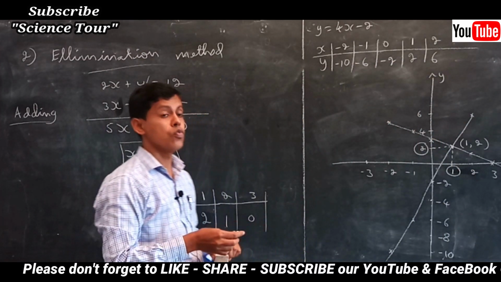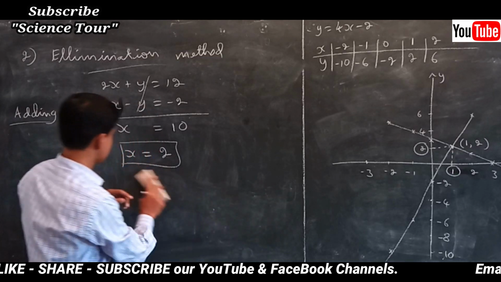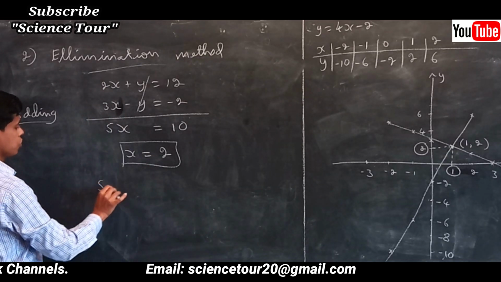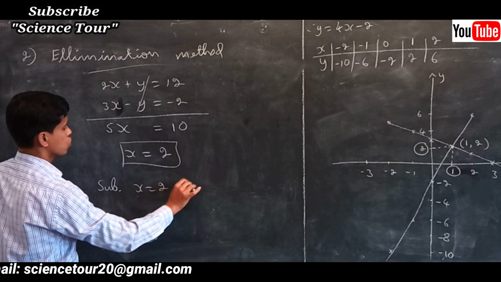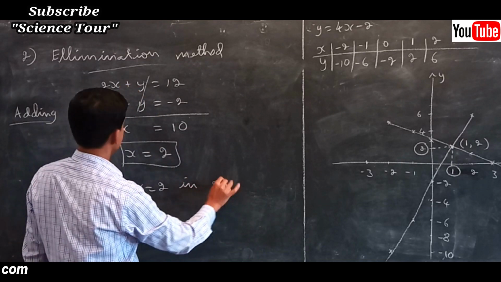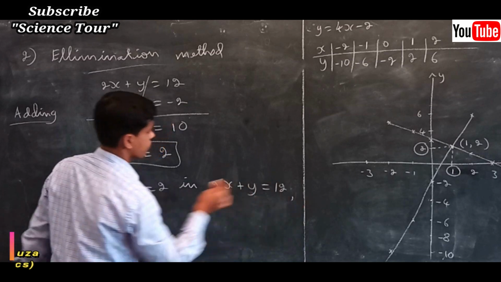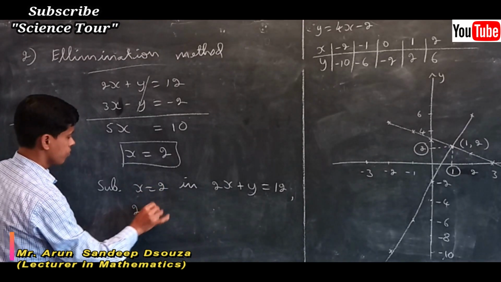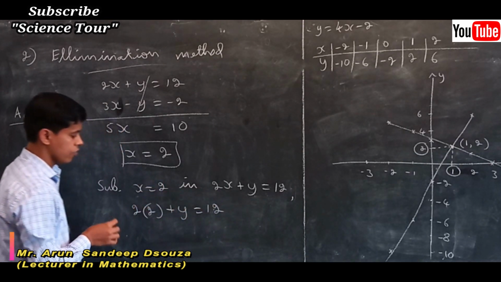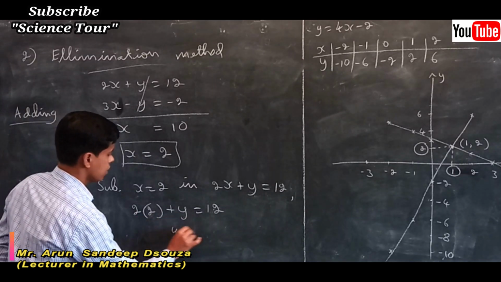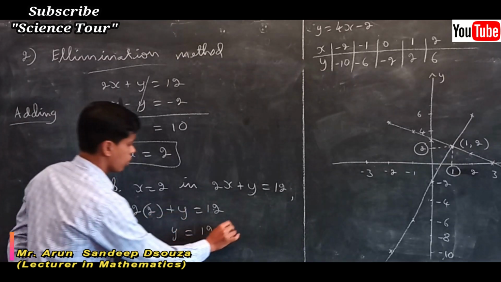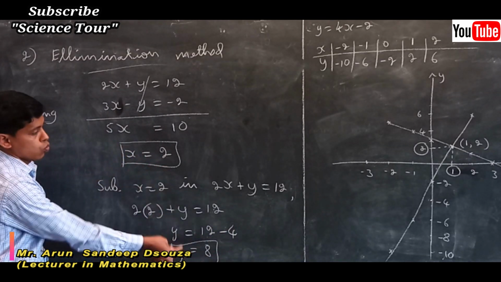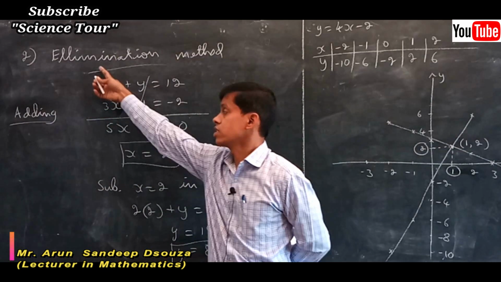Now, what do we do? We substitute, yes. So, now we substitute this value in one of the equations, any one. Okay. So, I substitute x is equal to 2 in, let us say, 2x plus y is equal to 12. So, what do I get? Okay, I get 2, in place of x I have to put 2, plus y, that is equal to 12. Therefore, that is 4 and this is y. So, that is 12 minus 4 and that is equal to 8. So, x is 2, y is 8, and this is called the elimination method.